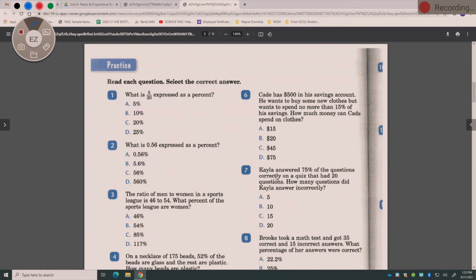Number two, what is 0.56 expressed as a percent? Well, we just do the opposite of what I showed you a couple of minutes ago. Start at your decimal place, and instead of going left, go right 2 places. So then that becomes 56, and add your percent sign.